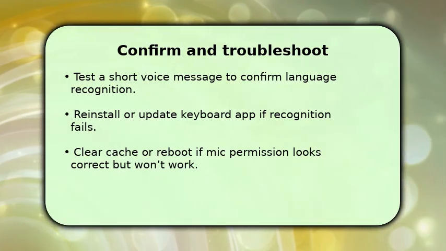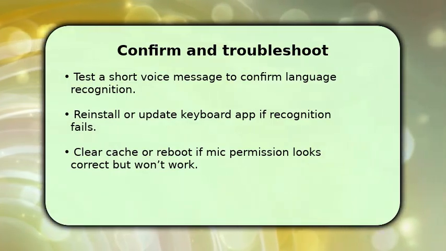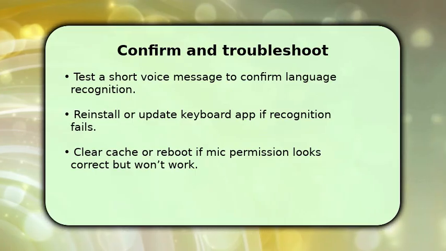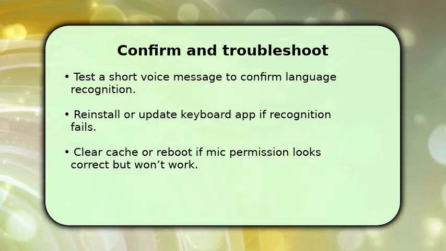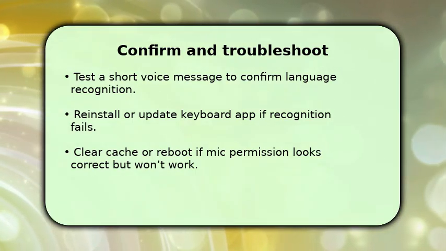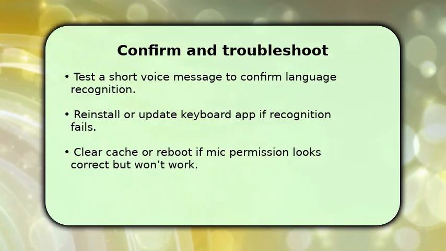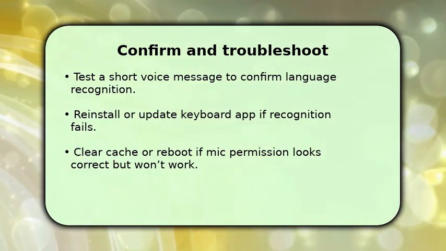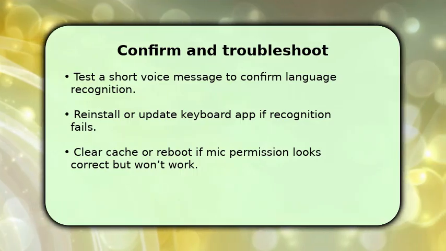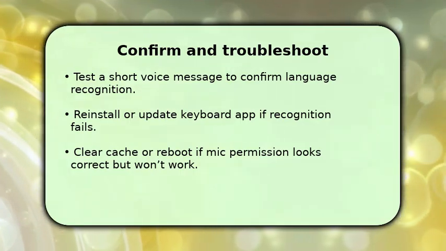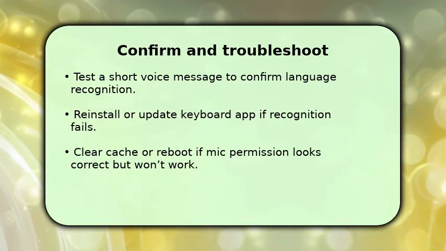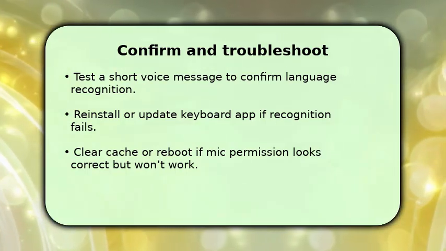If text still appears in the wrong language or mistranscribes, update or reinstall the keyboard app, because outdated speech models cause errors. Make sure WhatsApp and the keyboard have microphone permission. If permissions are correct but voice typing fails, clear the keyboard cache or reboot your phone to reset the speech service. One key tip: switch languages, then restart the keyboard to force the new model to load.